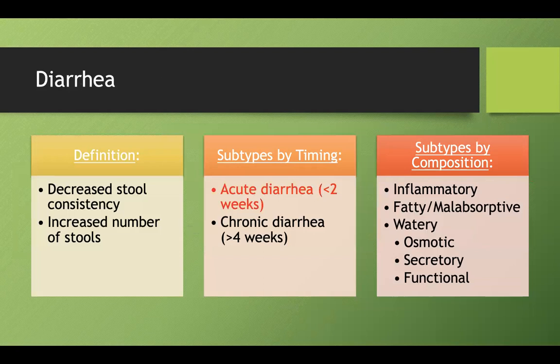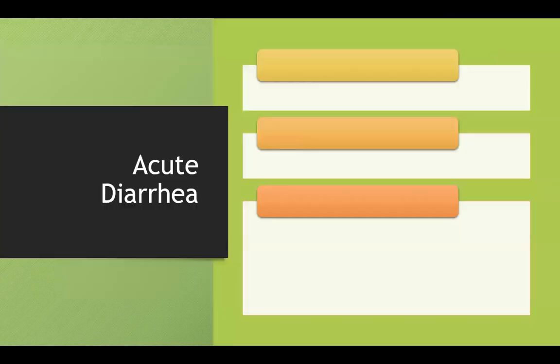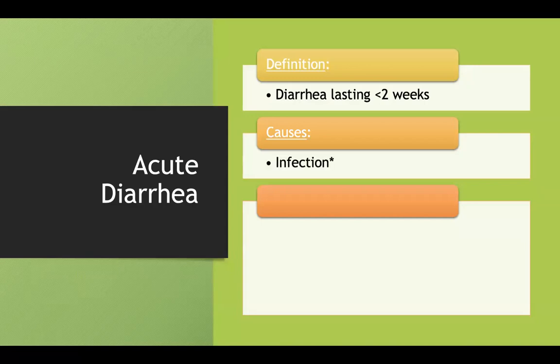So now that we've talked a little bit about some of the timing and the composition, what I really want to do is give you some question and answer format on how you are going to actually approach this. So let's start by talking about acute diarrhea. Acute diarrhea is going to be any diarrhea lasting less than 2 weeks. And what's going to cause it, especially on Step 1 and Level 1, is an infection.